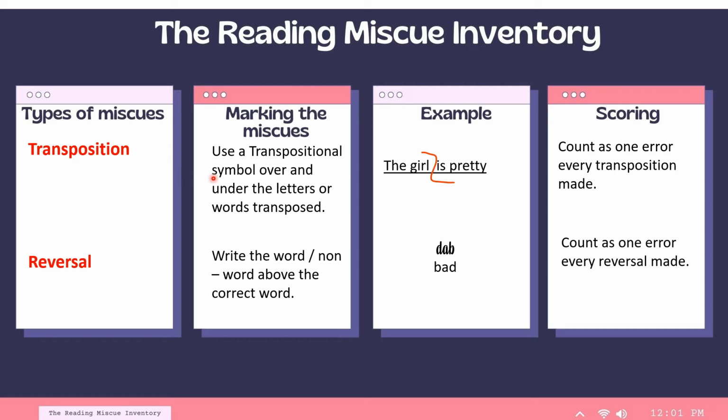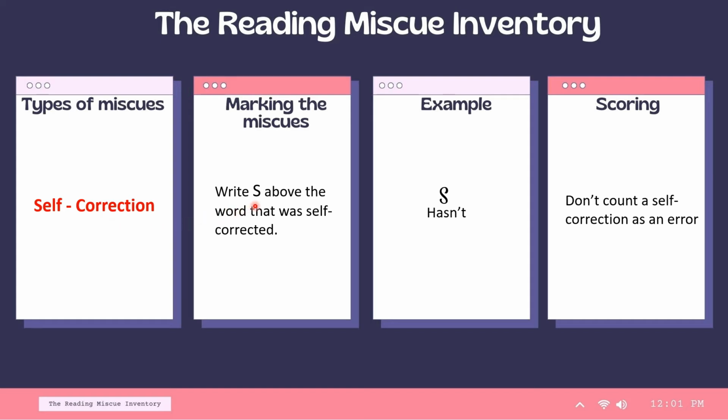Transposition. Use a transpositional symbol over and under the letters or words transposed. Example, the girl is pretty, and we have here the symbol of transposition. Count as one error every transposition made. Reversal. Write the word or non-word above the correct word. For example, count as one error every reversal made. Self-correction. Write S above the word that was self-corrected. This is the example. For the scoring, don't count a self-correction as an error.